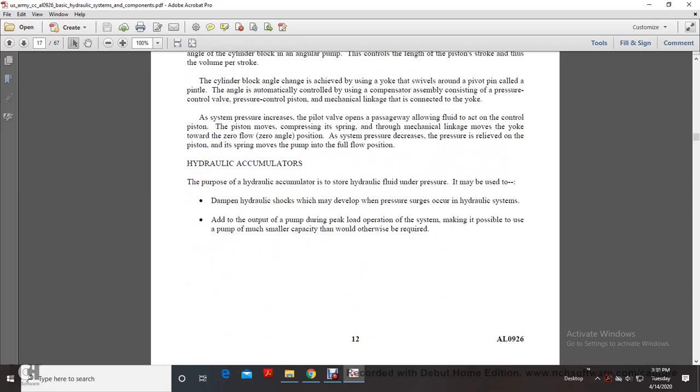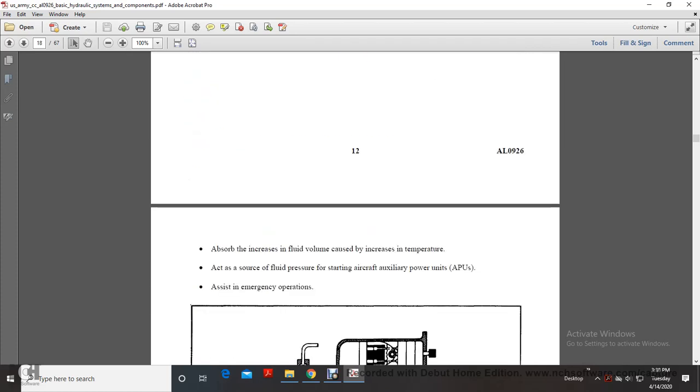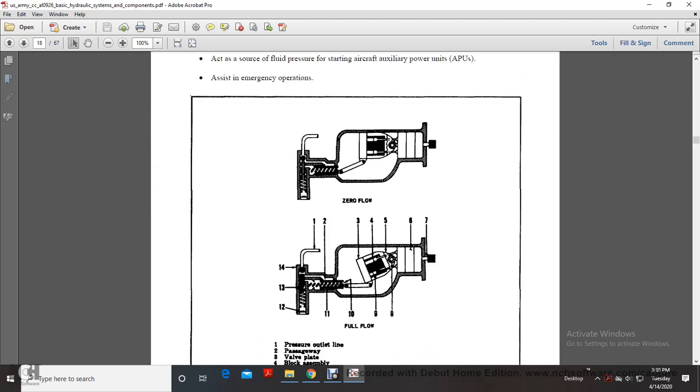Hydraulic accumulators. The purpose of hydraulic accumulators is to store hydraulic fluid under pressure. This may be used to dampen hydraulic shock and pressure surges that occur in hydraulic systems; add to the output of the pump during peak operation of the system, making it possible to use a pump with smaller capacity than would otherwise be required; absorb the increase of fluid volume caused by an increase of temperature; and act as a source of fluid pressure for starting aircraft auxiliary power units and assisting in emergency operation.